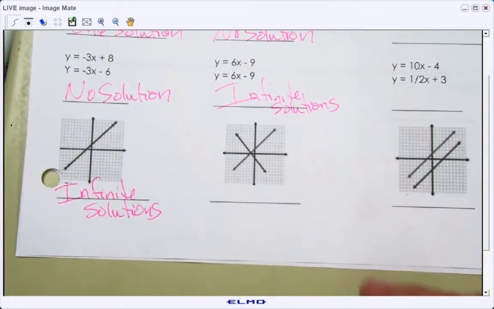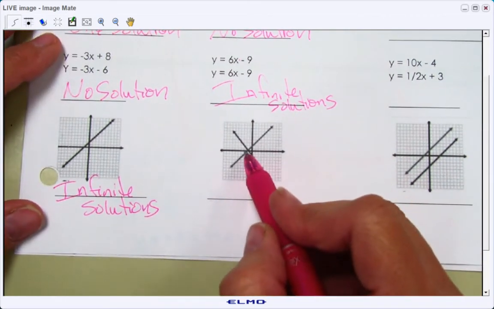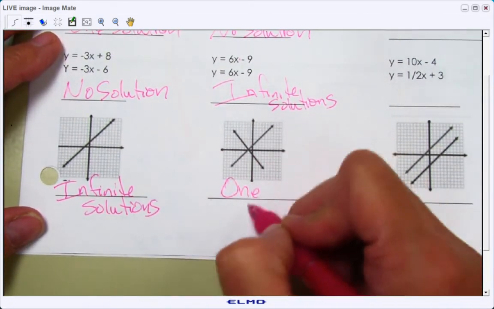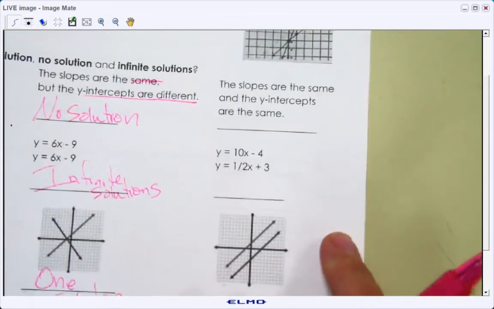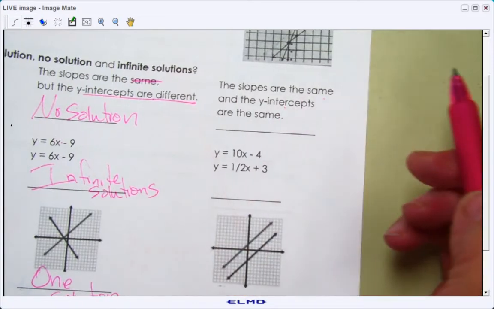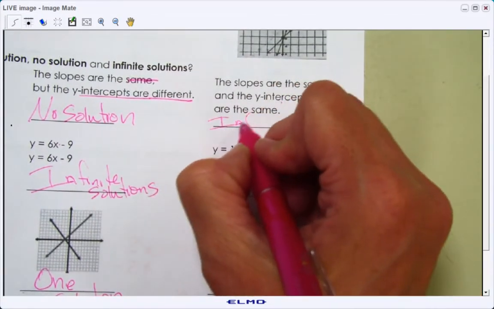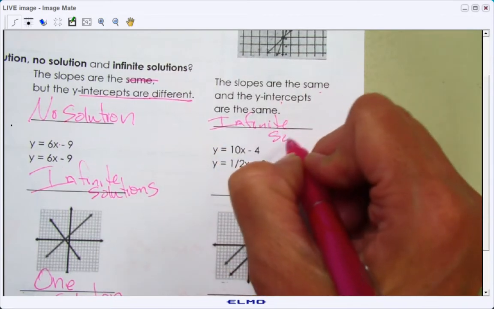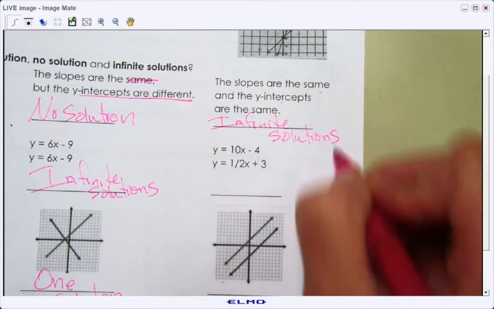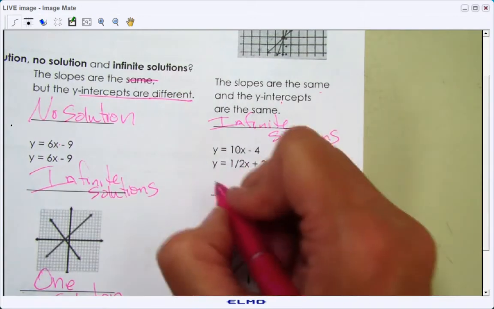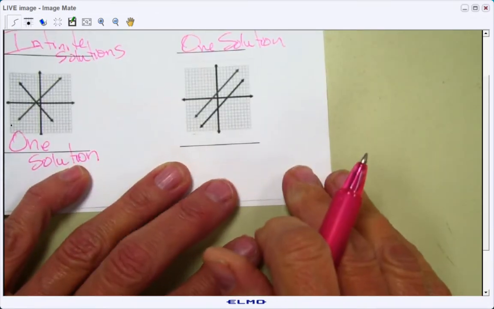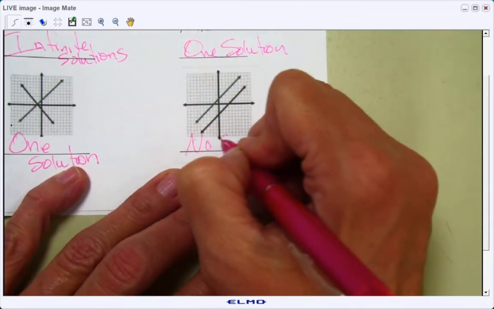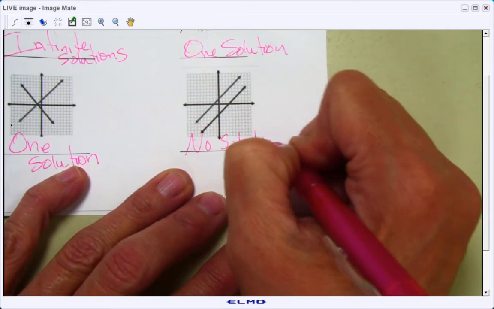Now, because this part is actually just asking you how many solutions it is, we don't actually have to put what the solution is, but they do run into each other, so there is one solution. The slopes are the same, the y-intercepts are the same. That means this is infinite solutions. This one, the slopes are different. That means there is one solution. I look at this, they never run into each other, no solution.